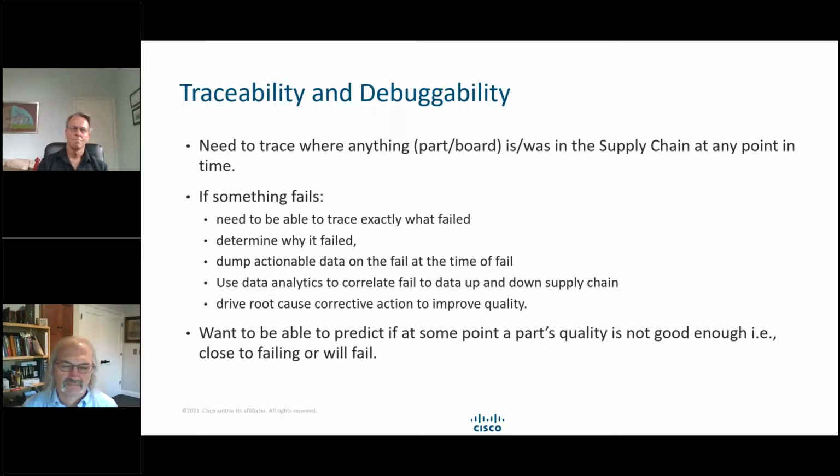And then after that comes data analytics to really correlate these fails up and down the supply chain to see why did it happen? Will it happen again? I need to correct it.